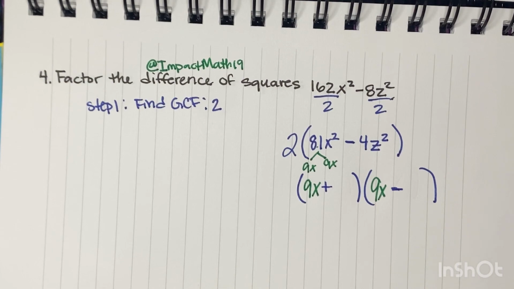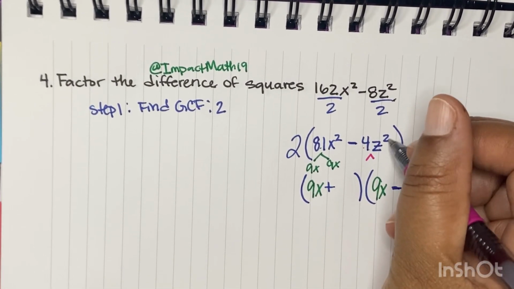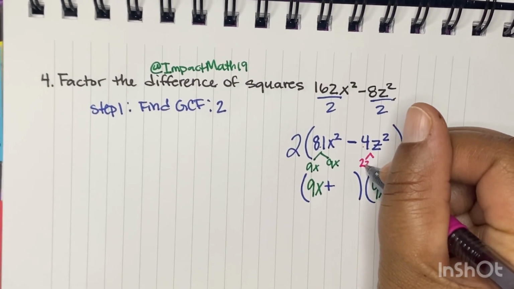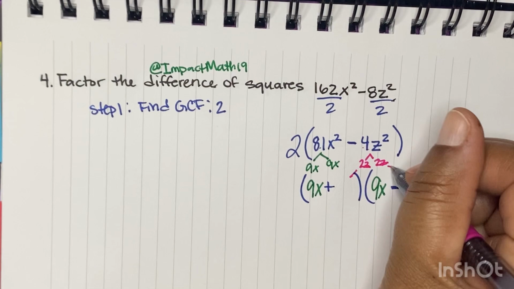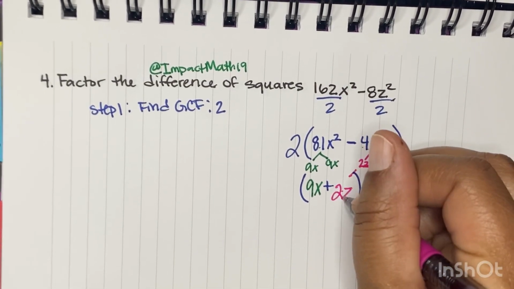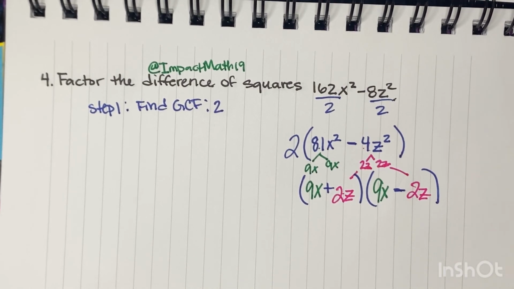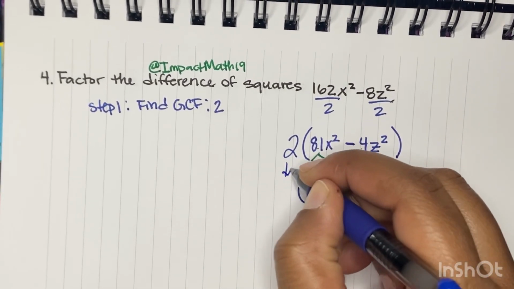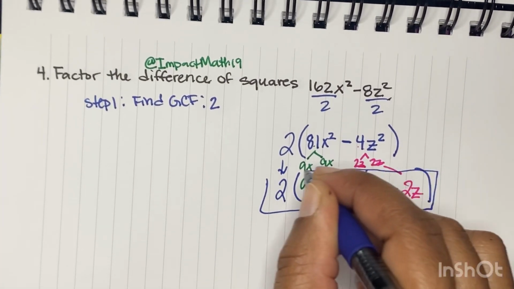Then we ask ourselves, what times what can give us 4z squared? 2z times 2z. And that's going to go here and here. And don't forget to drop down that GCF that you took out, and that is your final answer.